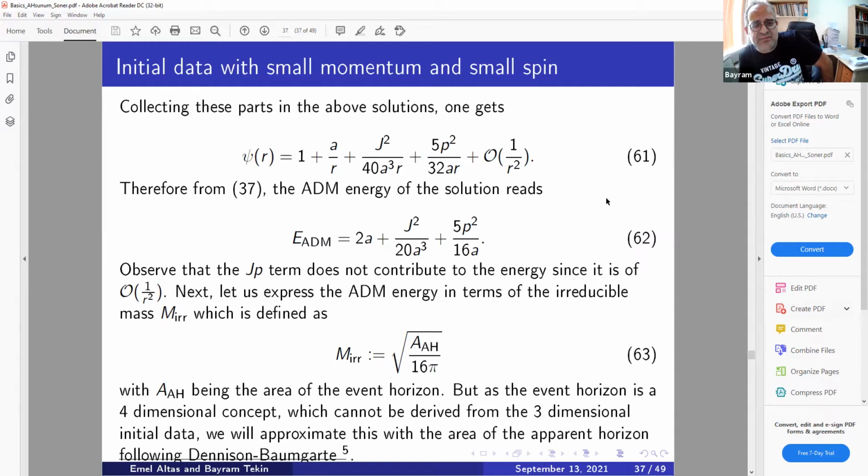And using the ADM energy computation, you find that the ADM energy, the finite energy of this thing, is essentially 2A plus J squared divided by this plus that. So it has some zero energy, it has some rotational energy, it has some kinetic energy.